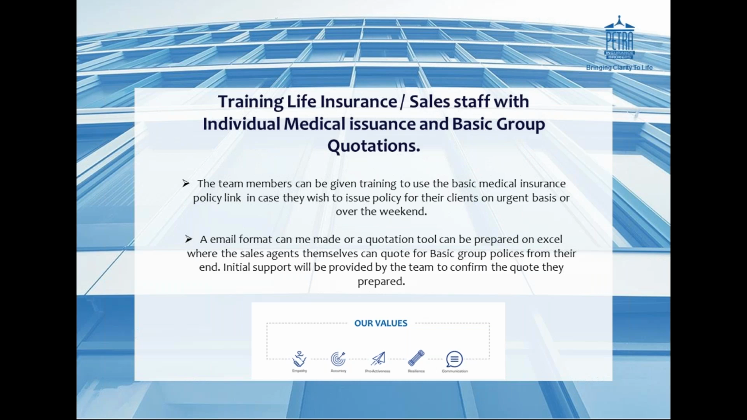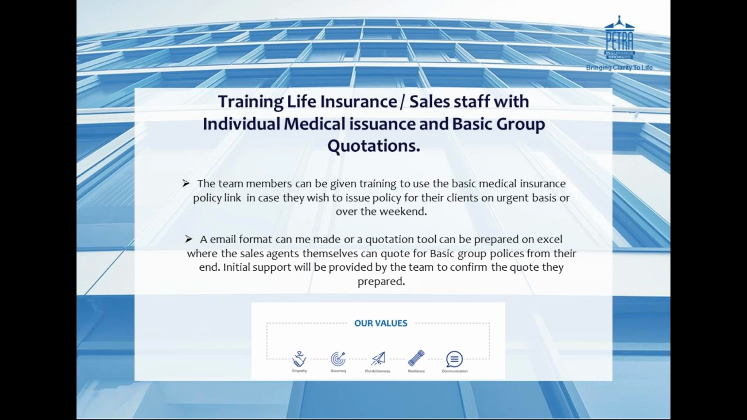The next one we propose is training life insurance sales staff on individual medical issuance or basic group quotations. The team members can be trained to use the basic medical insurance policy link, where we actually generate a good amount of business with these individual policies, or even travel insurance. The simplest way is to train the sales staff to use this link, for travel insurance or medical insurance. So the sales staff themselves can issue the policy, rather than us losing that particular client.